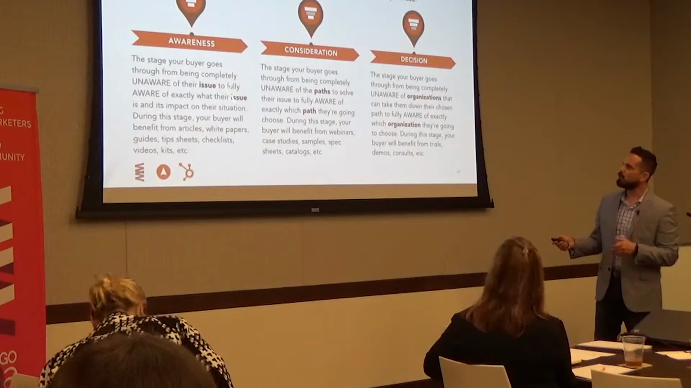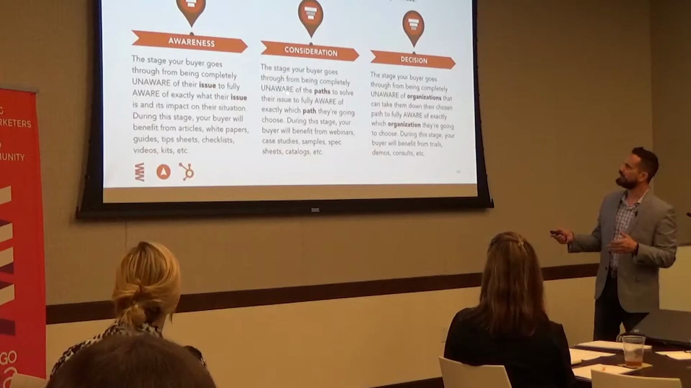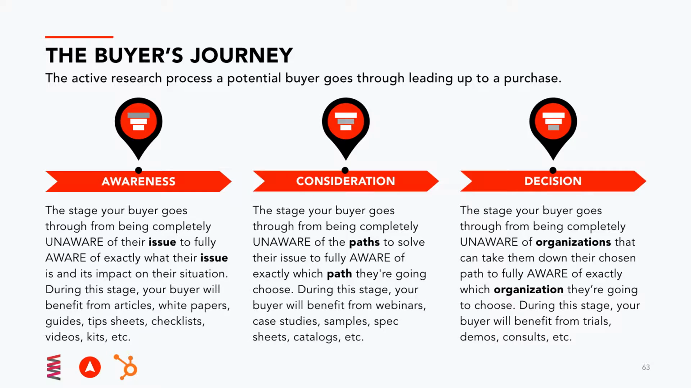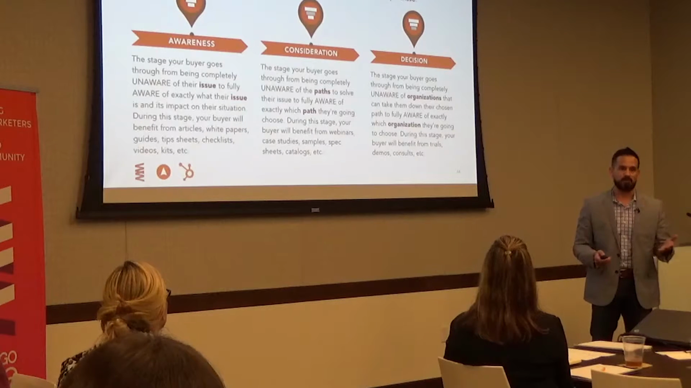Well, once they know their issue, then they go from completely unaware of the paths that they can take to being fully aware of exactly which path they're going to take. Finally, in decision, they've chosen their path, and they go from completely unaware of the organizations that can take them down that path to fully aware of exactly which organization is going to take them down that path. Okay? So let's talk about a real example.